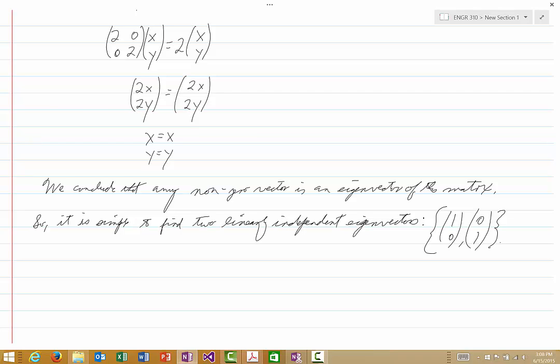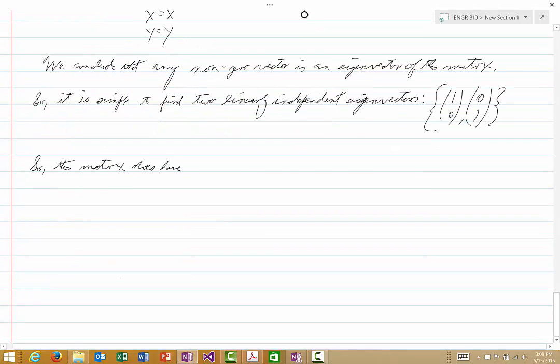And so since the number of linearly independent eigenvectors is equal to the degree, or the order, of the matrix, this matrix does have a complete set of eigenvectors.